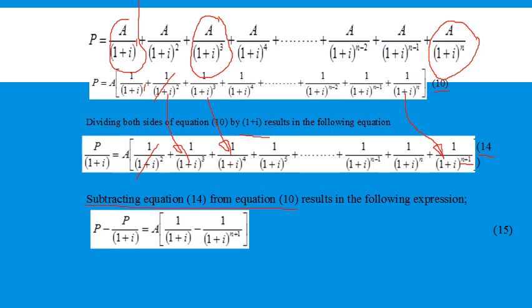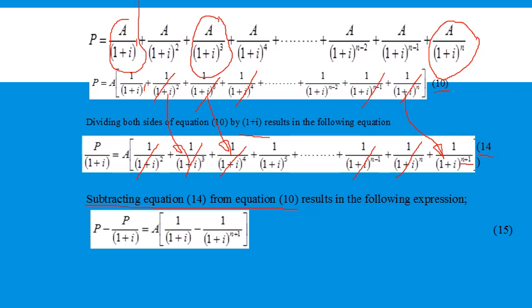1 divided by 1 plus I cube, this gets cancelled with this. This gets cancelled with this. And similarly, 1 plus I to the power of n gets cancelled with this. This gets cancelled with this.